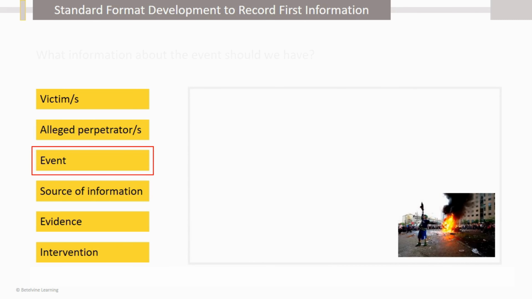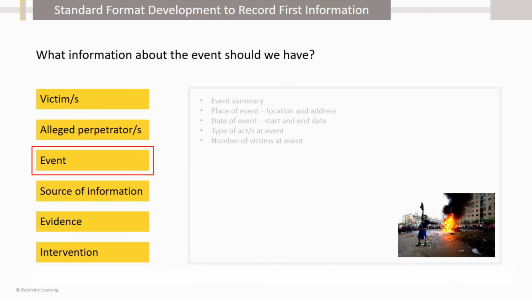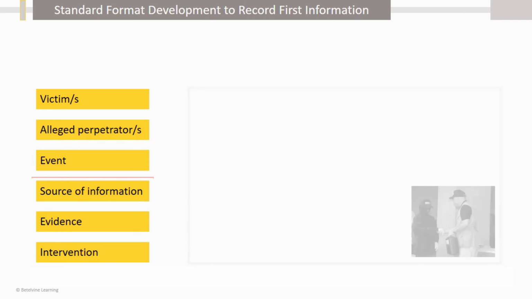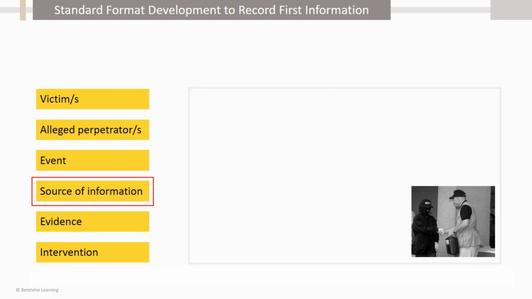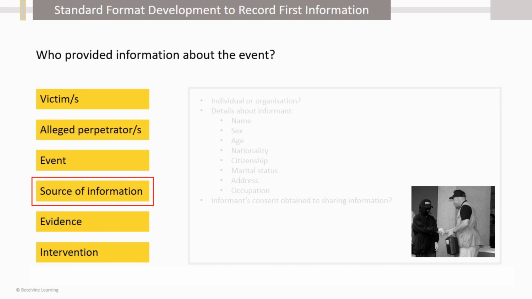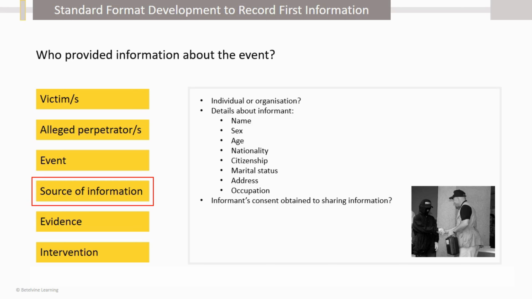Event. What information about the event should we have? The essential points are listed on the screen. Sources of information. Who provided the information about the event? The details that must be listed are given on the screen.